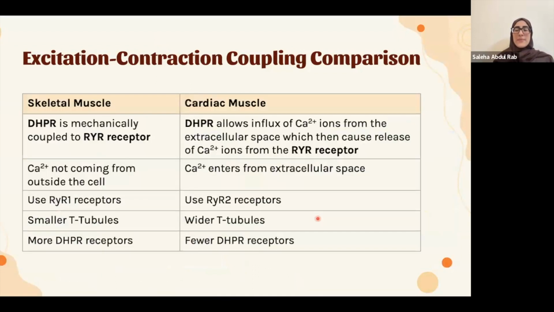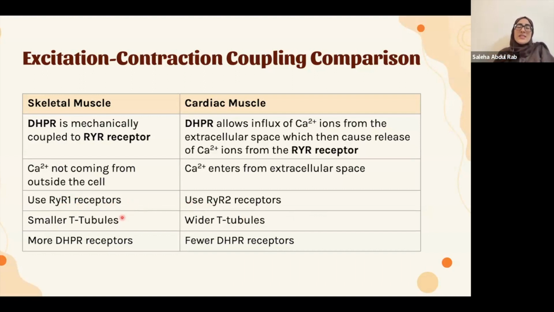Now let's compare them side by side, I think, in more detail. I think a table always really helps when it comes to comparing things. So skeletal muscle, the DHPR is mechanically coupled. Cardiac muscle, it's not mechanically coupled. It needs calcium-induced calcium release. The ryanodine receptor needs calcium to come onto it and sit on it before it can release anything. In skeletal muscle, the calcium is not coming from outside the cell. It's only being released from the sarcoplasmic reticulum. Whereas in cardiac muscle, it was coming from outside. In skeletal muscle, they use RYR1, ryanodine 1 receptors. In cardiac muscle, they use ryanodine 2 receptors.